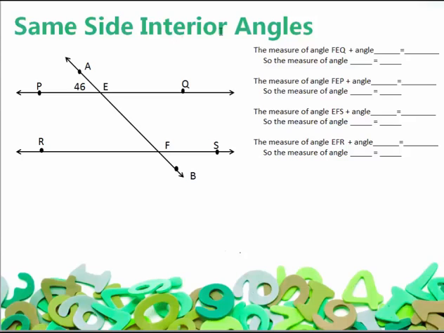Now we have same side interior angles. These are not congruent, but they equal 180 degrees. So if I look at FEQ, we have this angle here. We're looking at an interior angle right here that's on the same side of the transversal. So we're going to measure FEQ with this measurement here, and EFS with this angle, EFS. So we're looking at these 2 angles. They are going to equal 180 degrees.